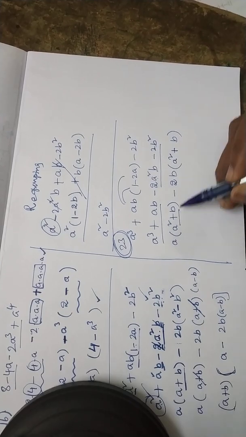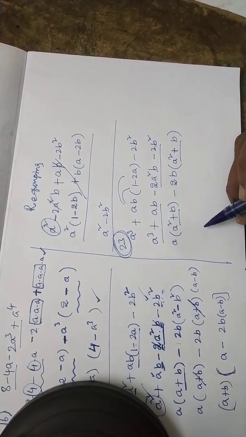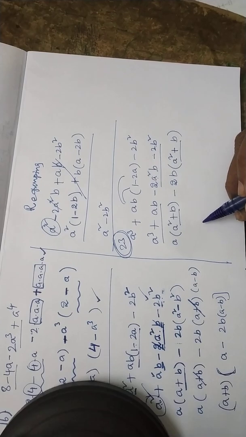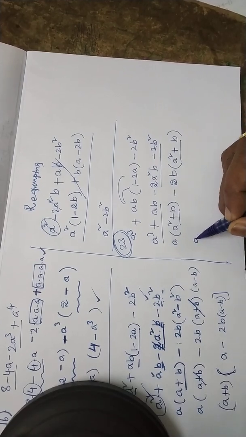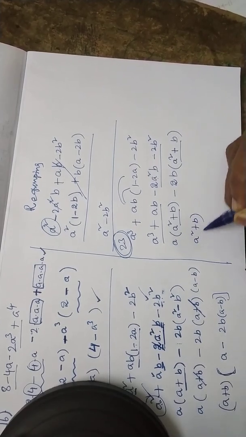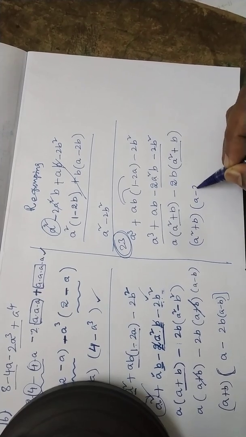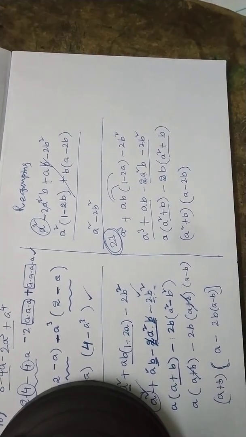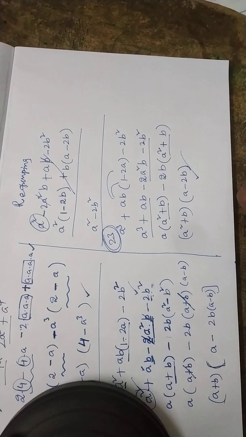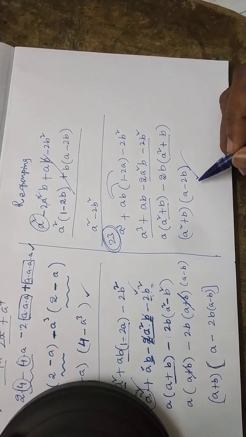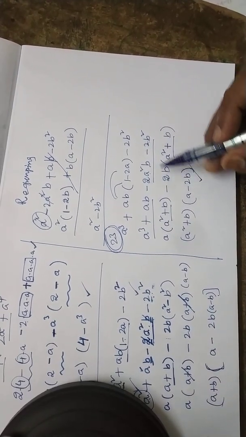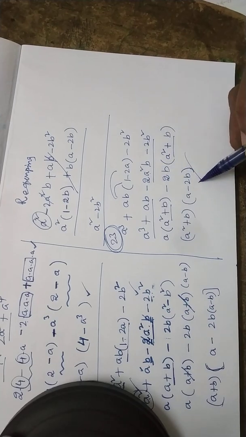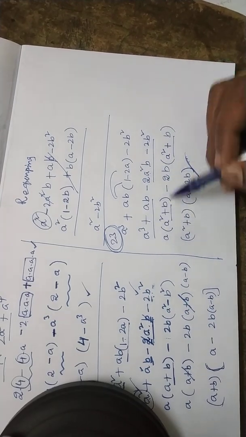Now a square b is a common. Okay, now a square b is a common. So now you can take a square b as one common factor, and a minus 2b is the other common factor. Okay, so this is how we'll get it. So this is called regrouping. When grouping is not possible directly, you apply regrouping; otherwise you apply only grouping, no regrouping at all.